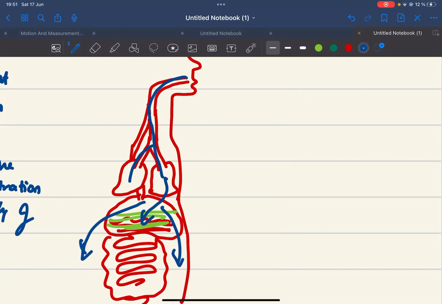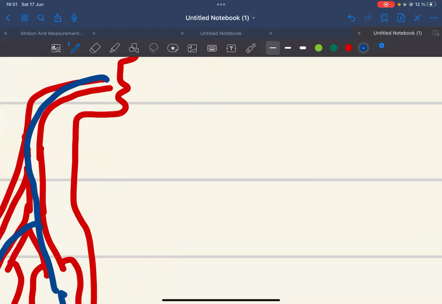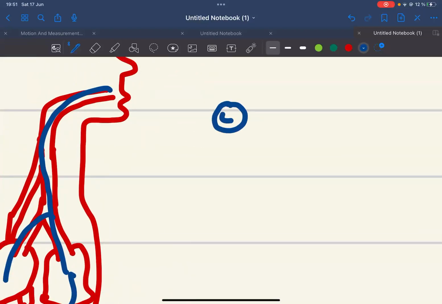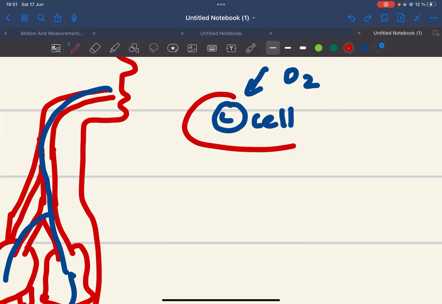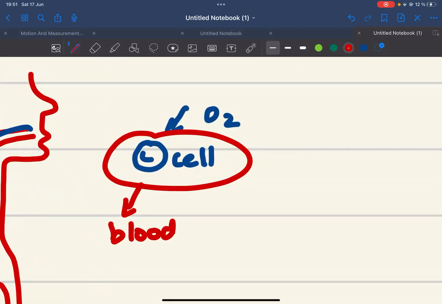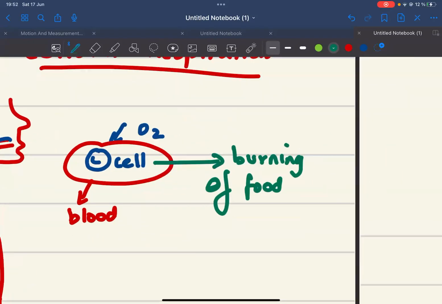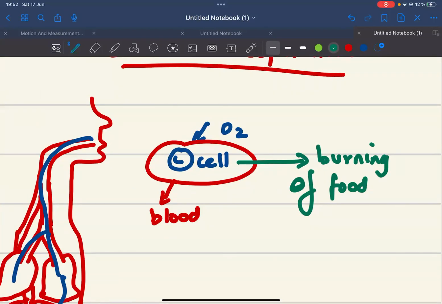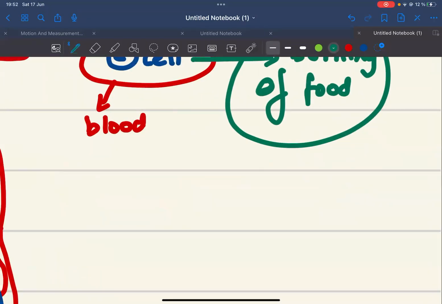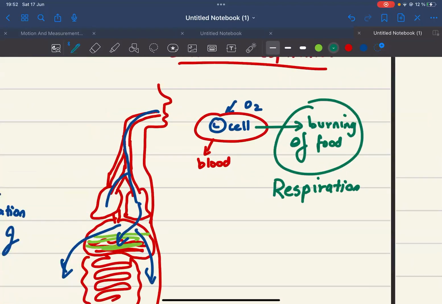You know that every organ inside a human body is made up of cells. So each cell is receiving oxygen. After each cell receives oxygen, where is this cell present? This cell is present in your blood. So once this oxygen reaches your blood, these cells take up this oxygen and they help in the burning of food. Burning of food by the cell is called what? It's called? Why is everybody quiet? It's called respiration.